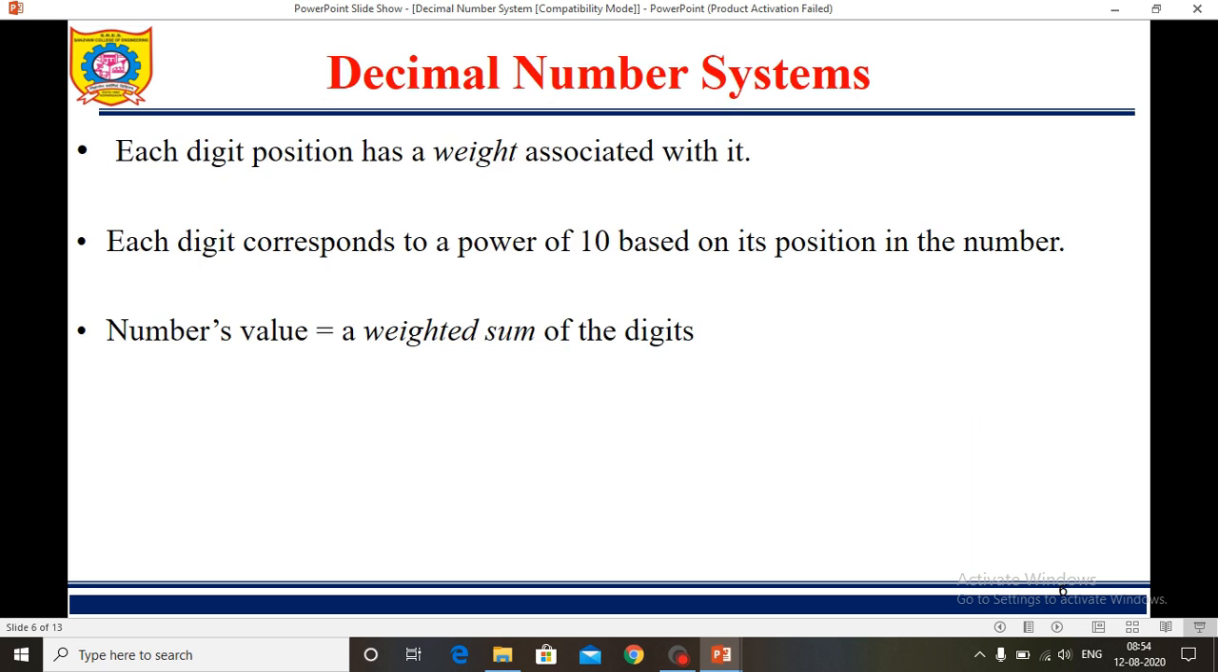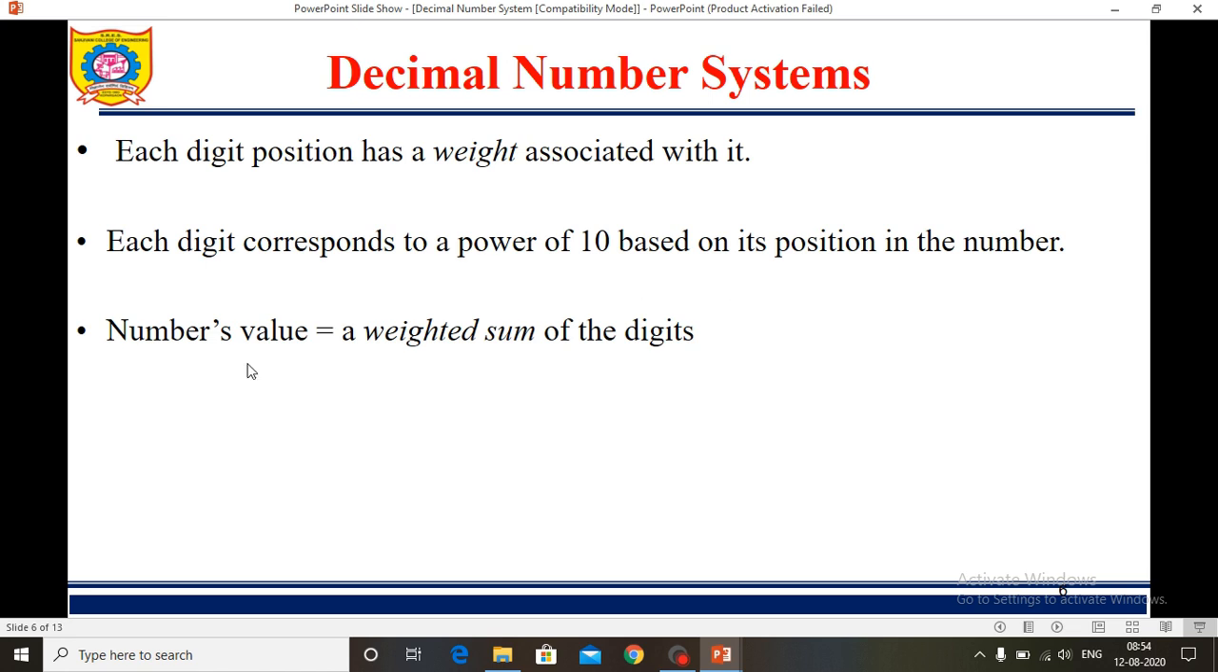Now, each digit position has a weight associated with it. Whatever digit is there, every digit has some weight associated with it. As I already told you, the units place has 10 raised to 0 associated with it. The tens place will have 10 raised to 1 associated with it. The hundreds place will have 10 raised to 2. All these are the weights associated with each position of a given number. Next, each digit corresponds to a power of 10 based on its position in the number, which we are going to see with the example.